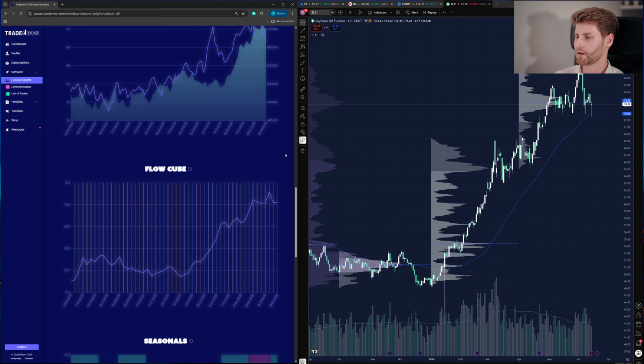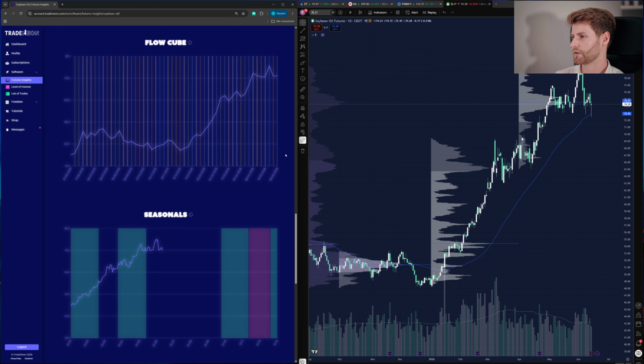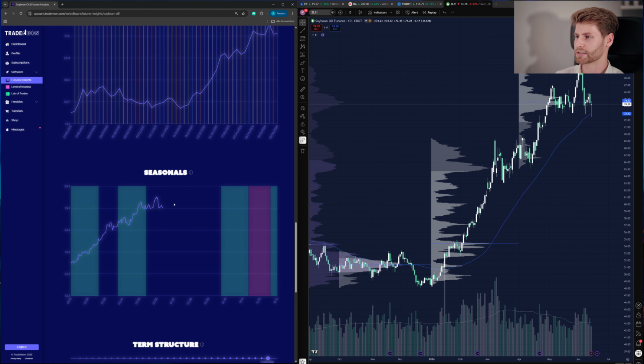One information that we can take from our seasonals chart is that we don't have to worry about any upcoming seasons in the ZL future until the 23rd of September, so we don't have to keep an eye on that for quite some time in the future.